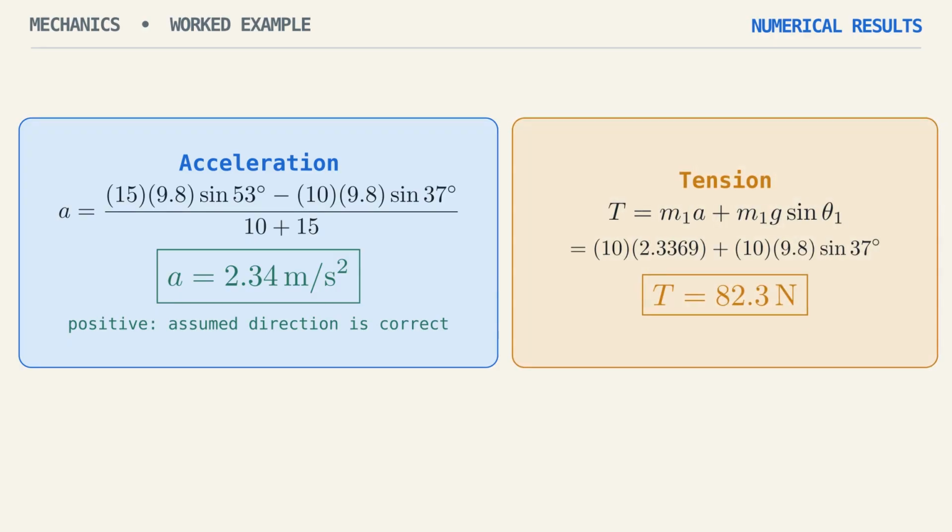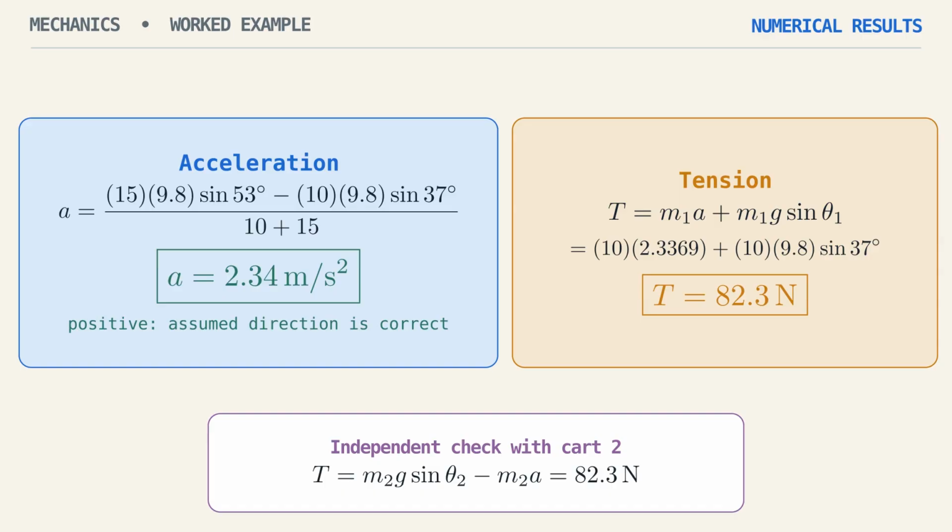Use either along-slope equation for the tension. From cart 1, T equals m1a plus m1g sine of theta 1. This gives 82.3 newtons. As a check, the cart 2 equation gives the same tension: m2g sine theta 2 minus m2a equals 82.3 newtons.